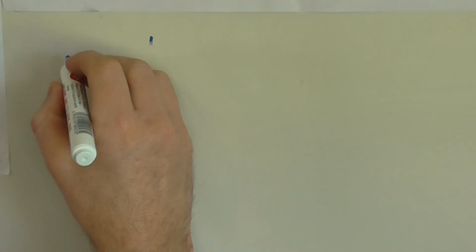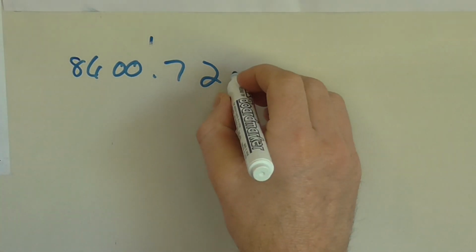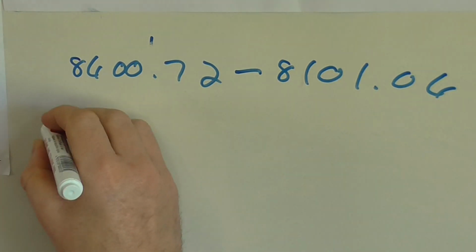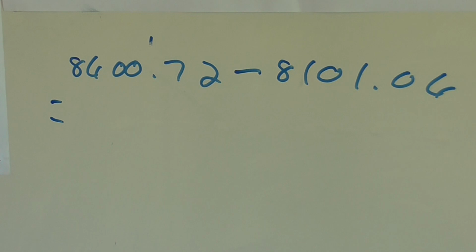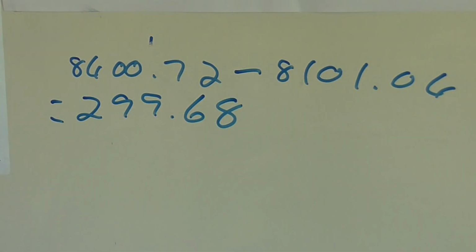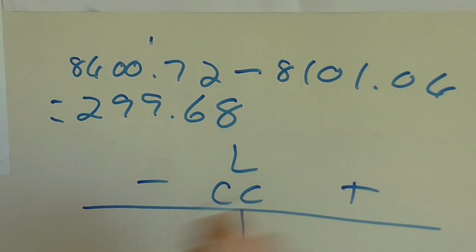Okay. So let's see. Okay, so I've got 8400.72 and we minus 8101.04. So in other words, we were short 299.68. All right. So let's just first go and check our entry again. Creditors control is a liability, minus plus. So we purchased.